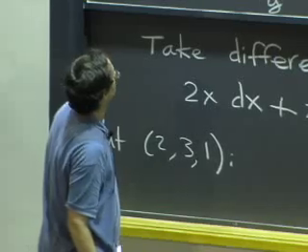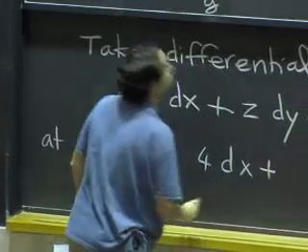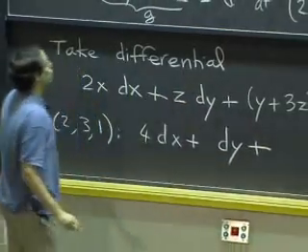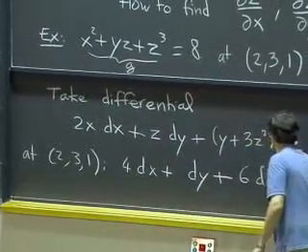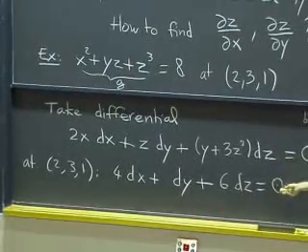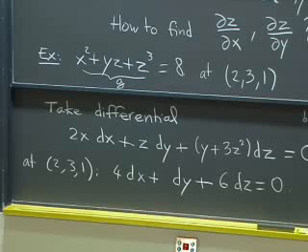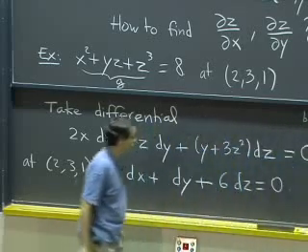That tells us, well, so if x equals 2, that's 4 dx, plus z is 1, so dy, plus y plus 3z squared should be 6 dz equals 0. And now this equation here tells us about a relation between the changes in x, y, and z near that point. It tells us how if you change x and y, well, how z will change. Or it tells you actually anything you might want to know about the relations between these variables.